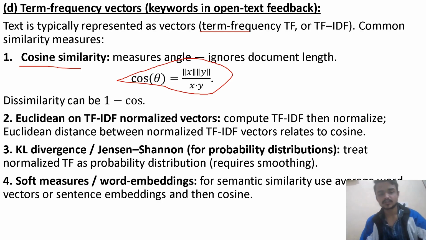Euclidean on TF-IDF normalized vectors: compute TF-IDF, and the Euclidean distance between normalized TF-IDF vectors relates to cosine. KL divergence and Jensen-Shannon: treat normalized TF as a probability distribution. Word embeddings for semantic similarity: use average word vectors or sentence embeddings and their cosine.